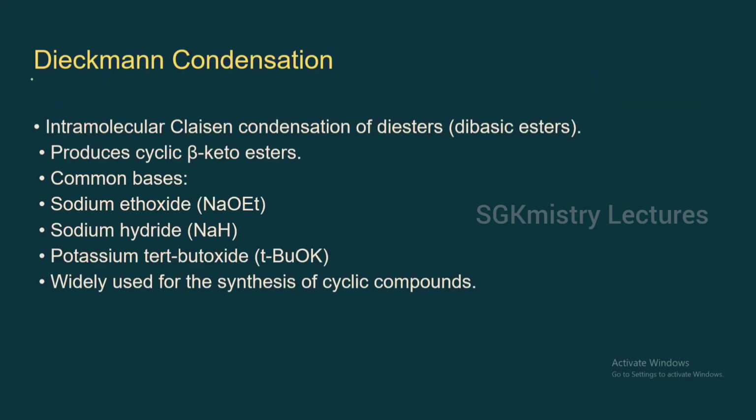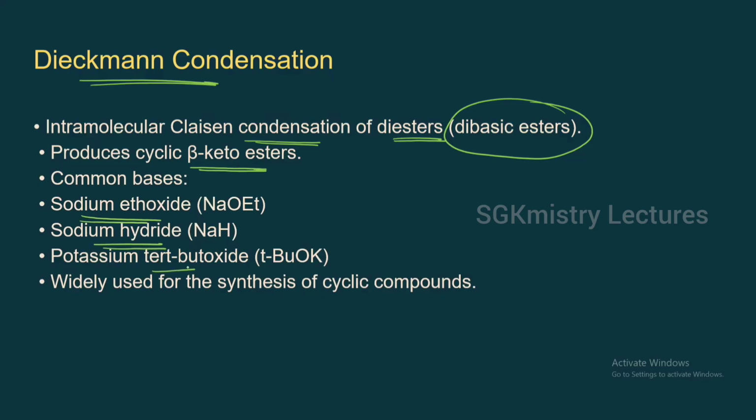Next, coming on to Dieckmann condensation. So this is an intramolecular Claisen condensation of diesters, that is dibasic esters. Now here, this is also like Claisen condensation itself. So that's why we call it a type of intramolecular Claisen condensation of the diesters. And the product here is the cyclic beta keto ester derivative. Okay, so we have to remember here beta keto ester, and especially the cyclic derivative is obtained. And here we can use the common bases, that is sodium ethoxide, sodium hydride, potassium tertiary butoxide, etc.